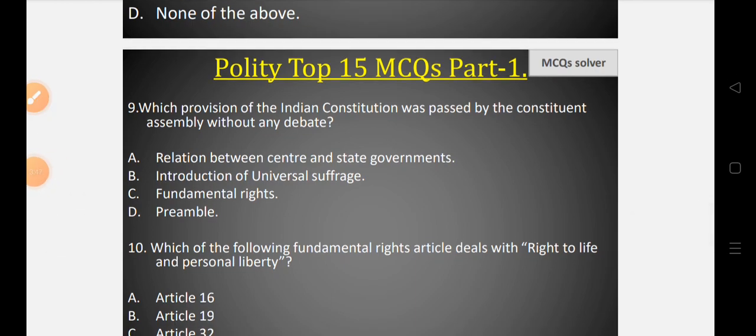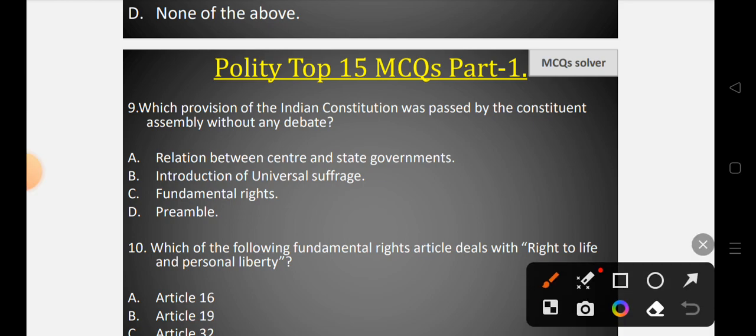Let's look into question number 9. Which provision of the Indian Constitution was passed by the Constituent Assembly without any debate? Let's look into the options. Option A, relation between center and state governments. Option B, introduction of universal suffrage. Option C, fundamental rights. Or option D, preamble.